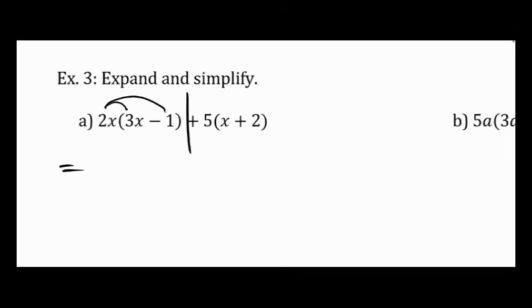What's 2x times 3x? Why is it 6x squared? Are you starting to get more used to this? I hope seeing it over and over again, you start to get more used to it. 2 times 3 is 6. X times x is x squared. 2x times negative 1. Minus 2x. I multiplied 2x by the bracket, so I stop, and now I can multiply the 5 through the second bracket.